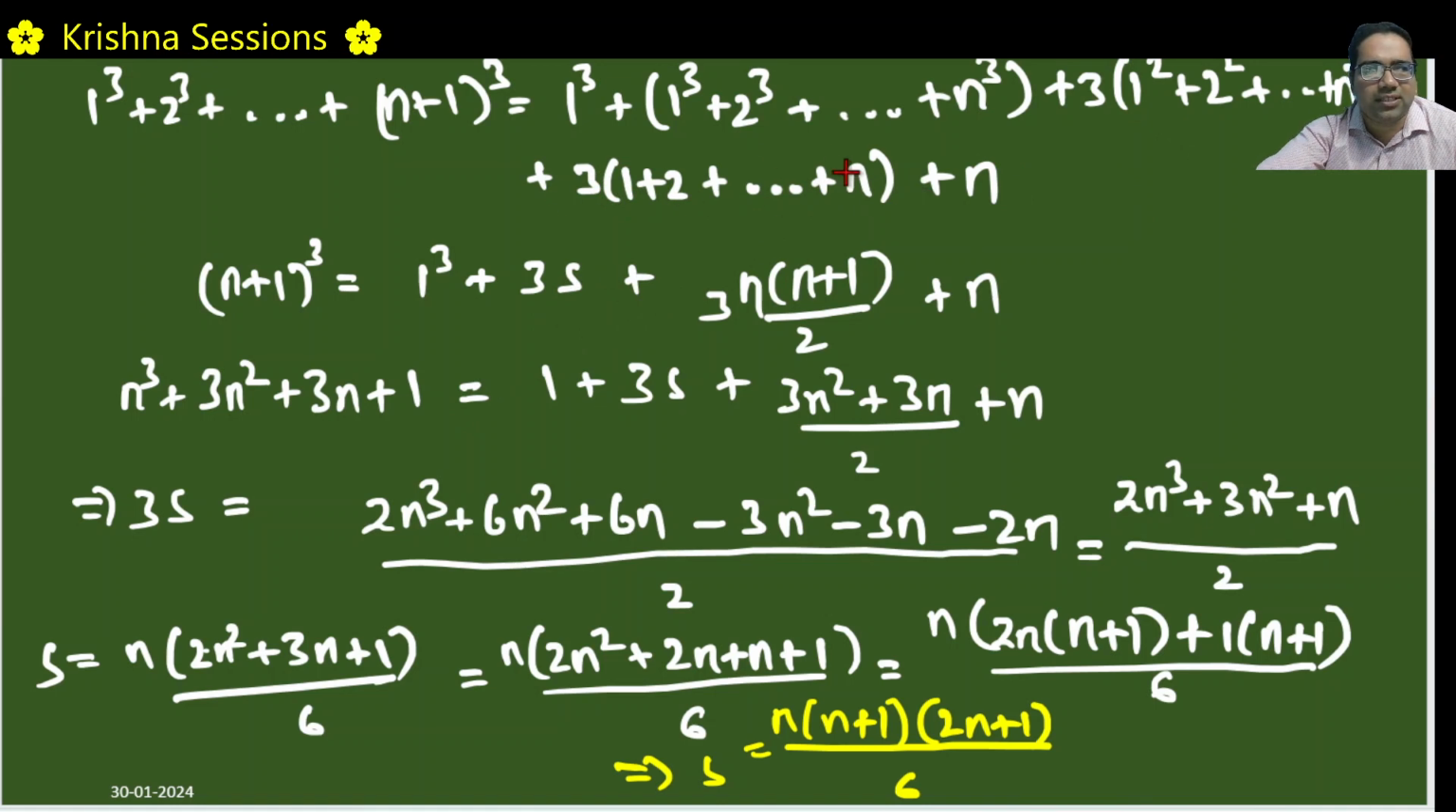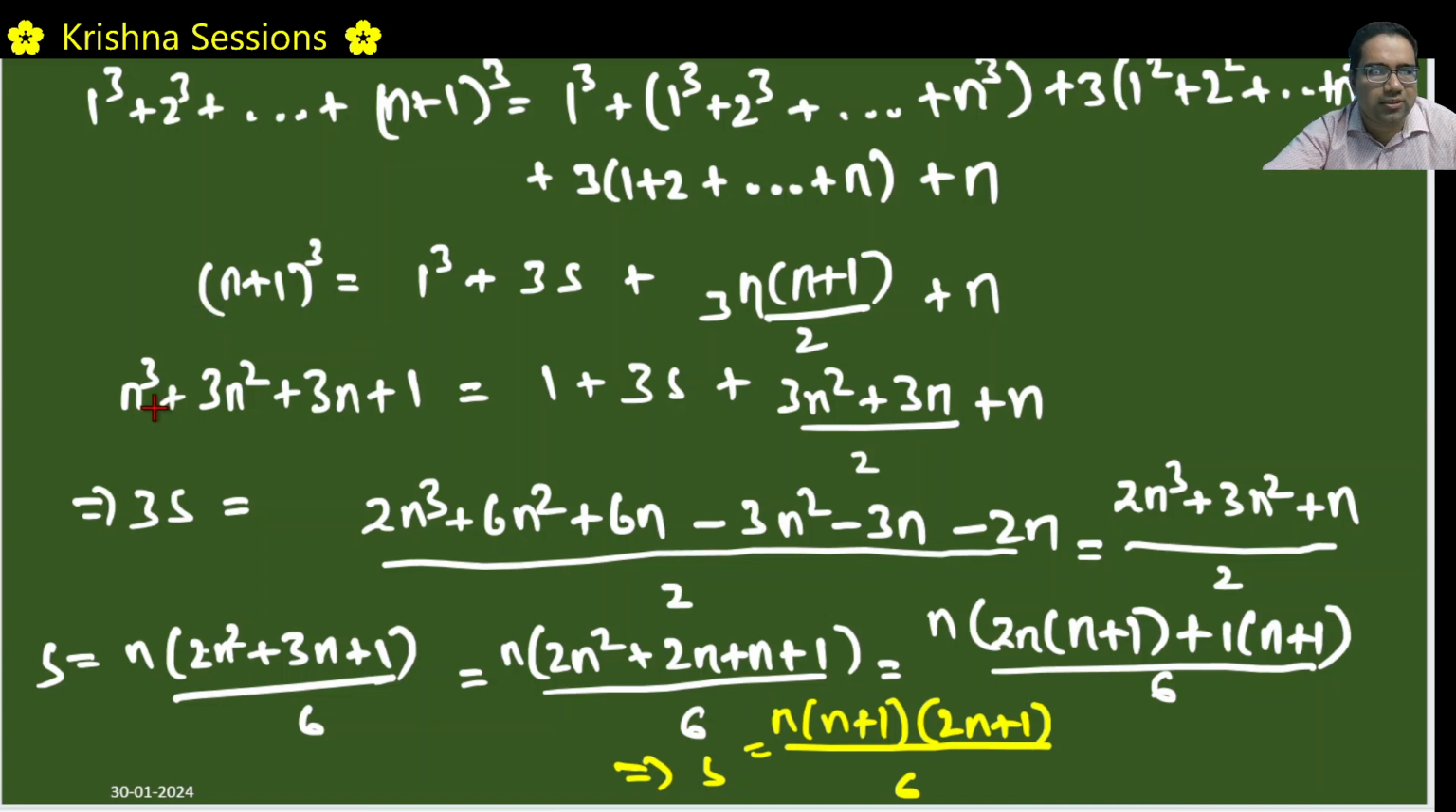Sum of first n natural numbers we already know. We have already proved this also. There is one video giving this proof which we have already done. Please go through that if you haven't, to understand how this has come. So 3 into n plus 1 by 2, which is the sum of first n natural numbers, plus n. Now let us again expand this n plus 1 cube.